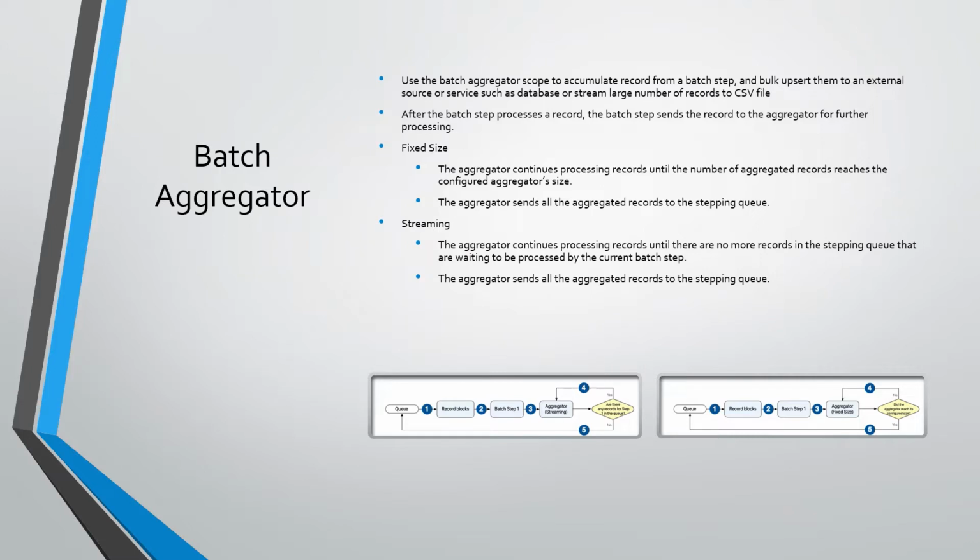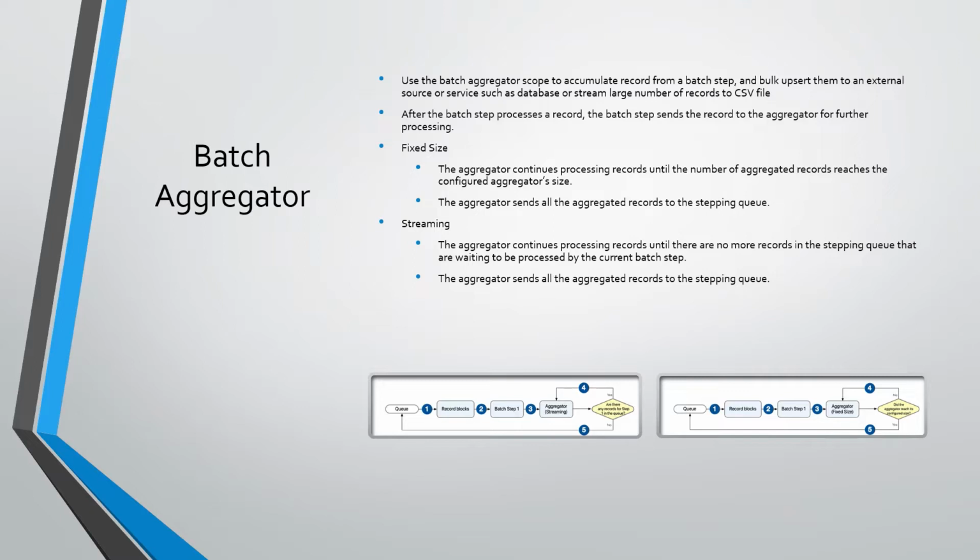To improve this process, we can use batch aggregator. There are two kinds of batch aggregator, fixed size and streaming. In case of fixed size, we can configure how many records we want to aggregate. Suppose we want to aggregate 50 records, then the batch step aggregator will get 50 records. It will buffer 50 records, write them to the CSV file in a single operation, and then return those 50 records back to the stepping queue, the persistent queue.